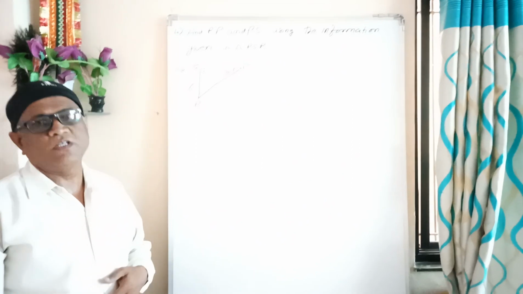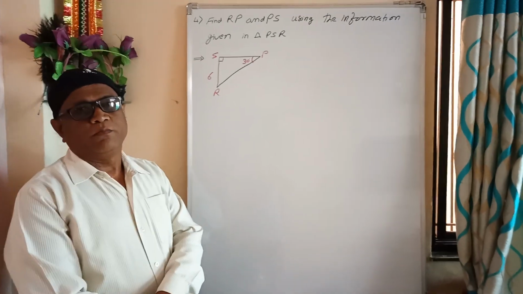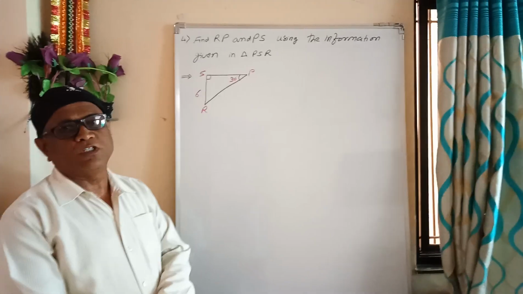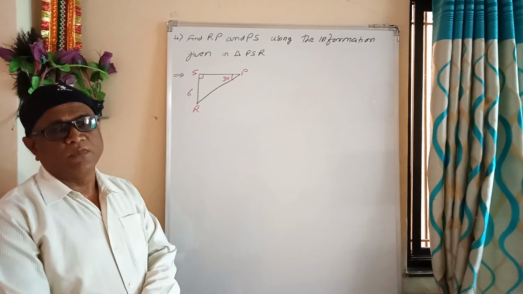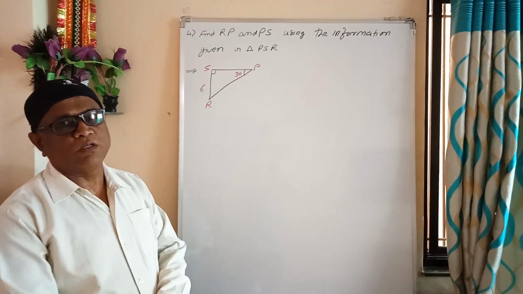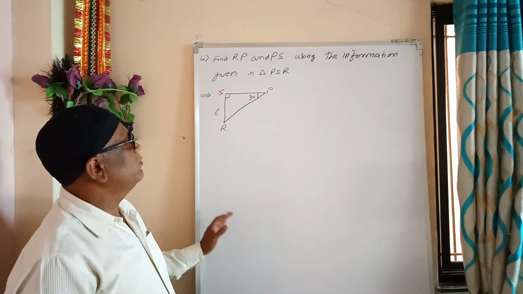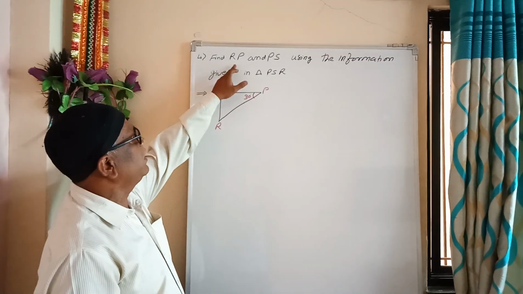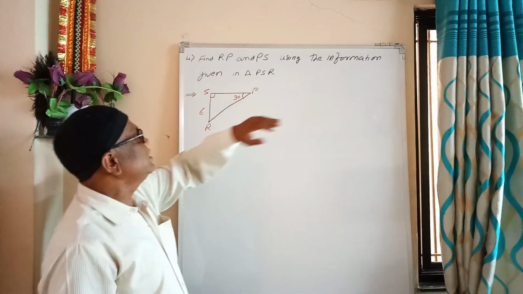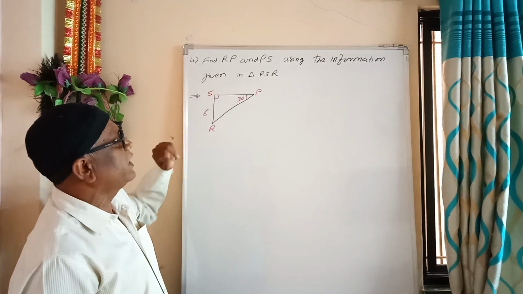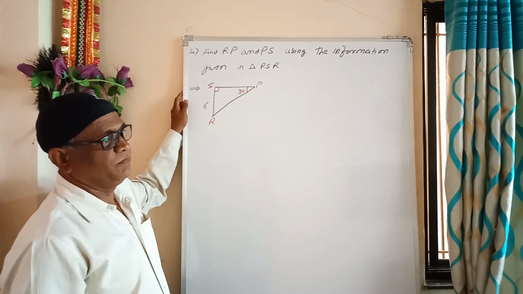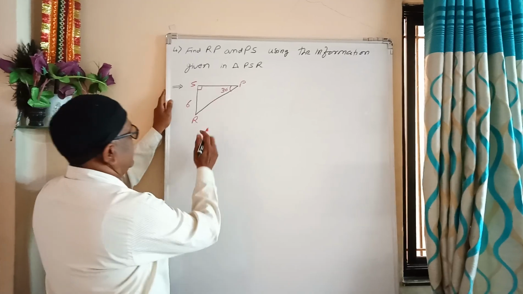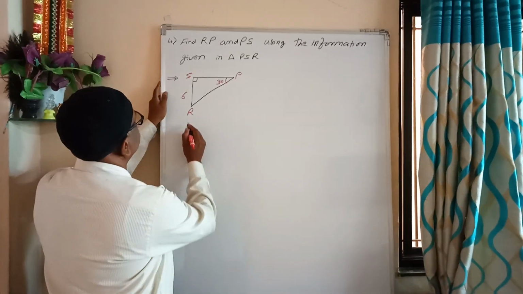Last time we saw practice set 2.1, question numbers 1, 2 and 3. Now we are going to see question number 4. In this question number 4, we are finding the side RP and PS using the information given in the triangle PSR.